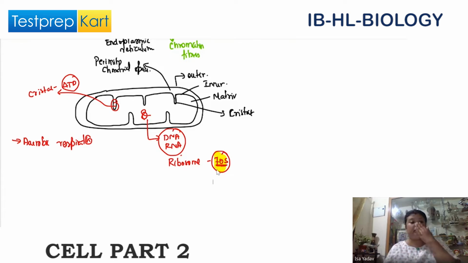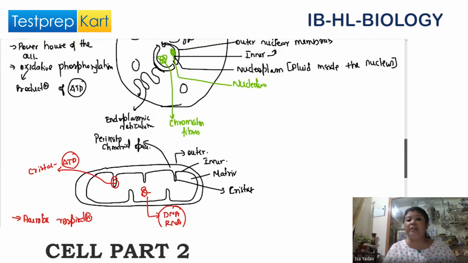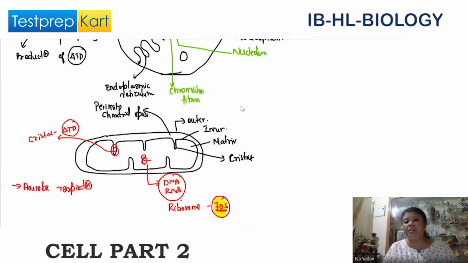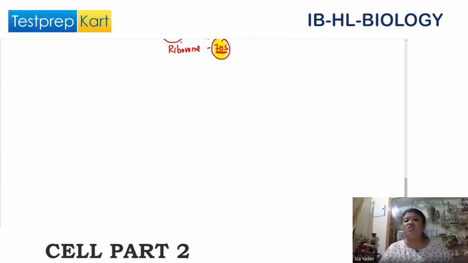Now, let us see. Another organelle which is present is mitochondria. It is present in both plant and animal. It is called the powerhouse of the cell. Let's see now another structure which is found only in the plants. That is the chloroplast. Chloroplast is found only in the plants.